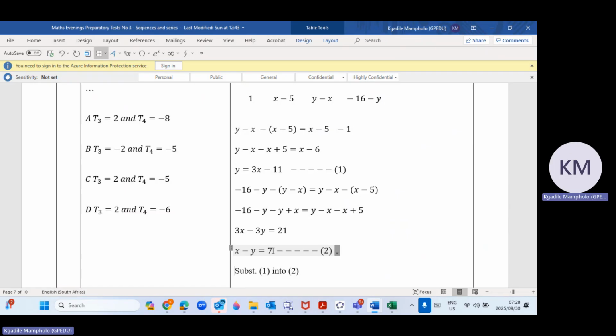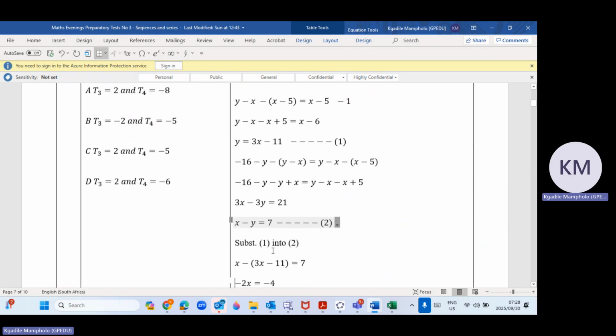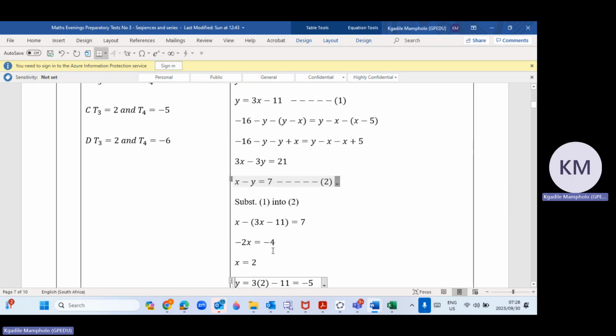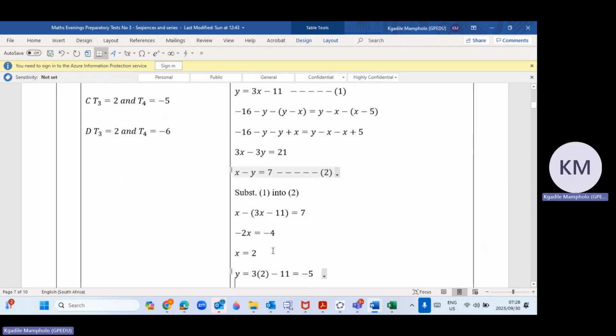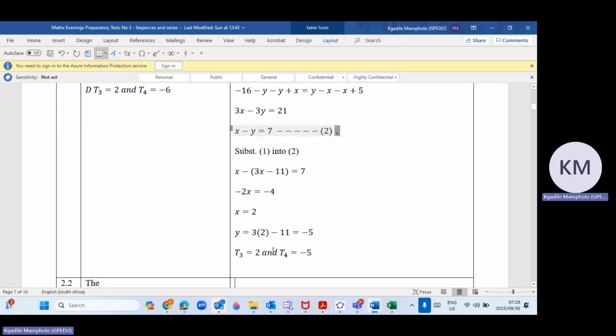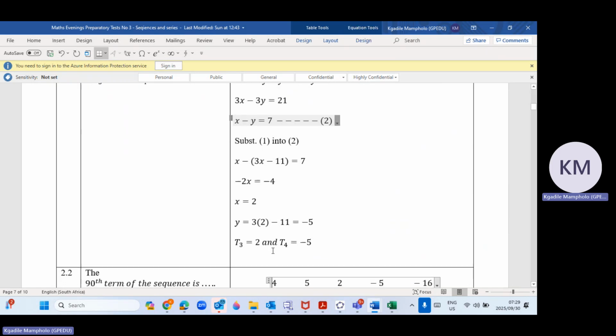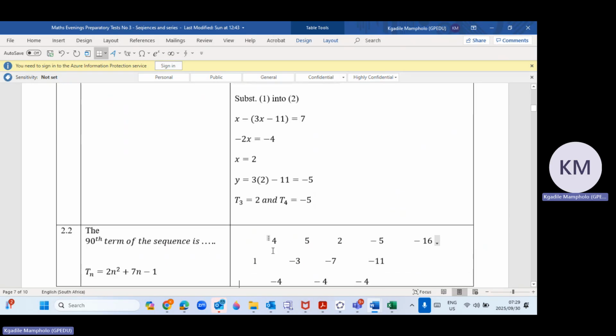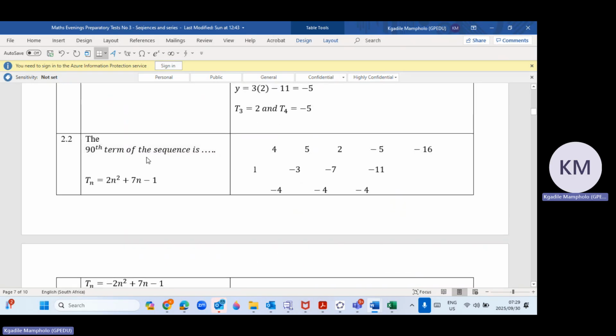You solve them simultaneously. Then you substitute 1 into 2. Then you get x as 2 and y as minus 5. It means the third term is 2 and the fourth term is minus 5. Okay.